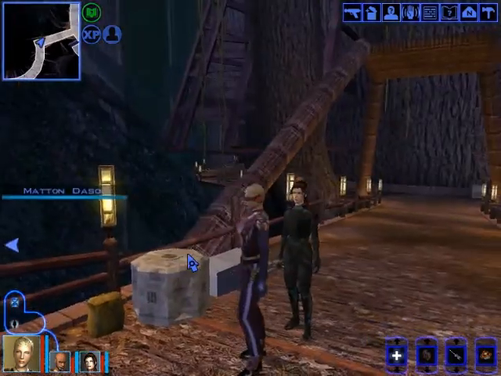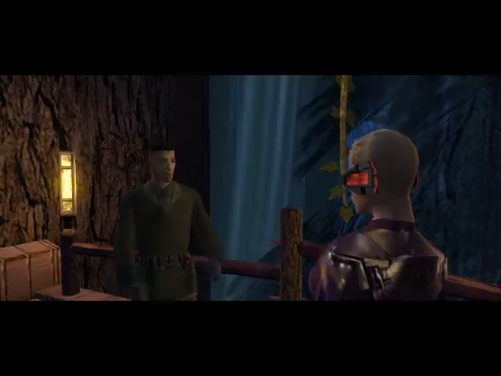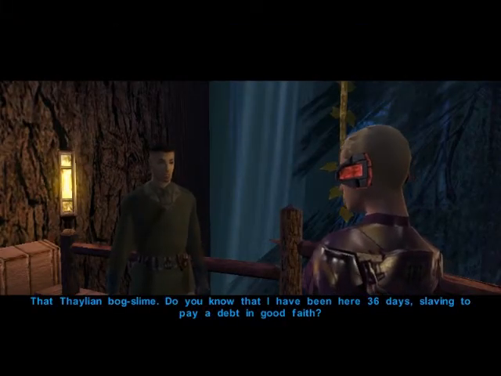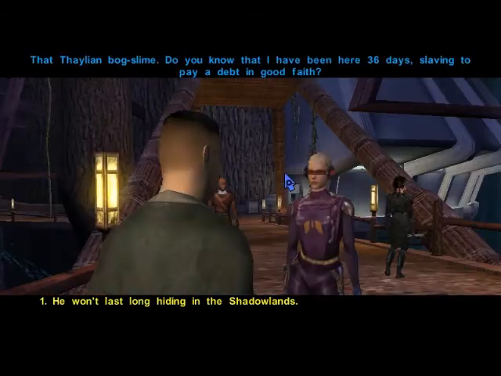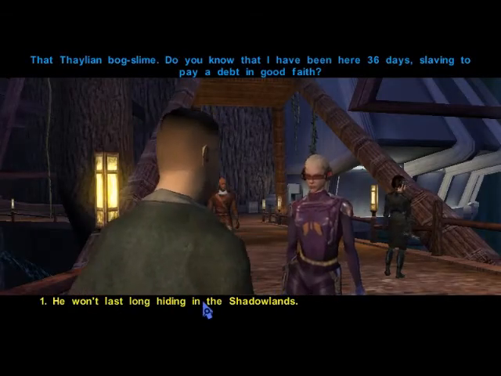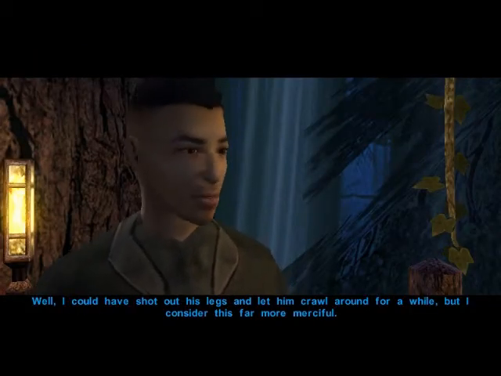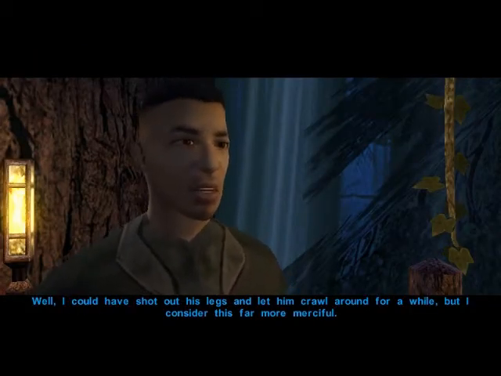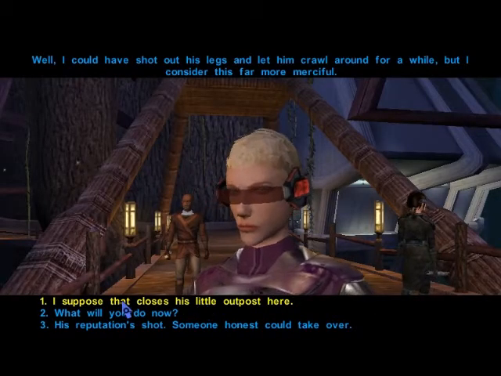I hope the Wookiees tear him apart. But, hey, Matten. That Thalian bog slime. Do you know I've been here 36 days slaving to pay a debt in good faith? He won't last long hiding in the Shadowlands. Well, I could have shot out his legs and let him crawl around for a while, but I consider this far more merciful. Maybe.